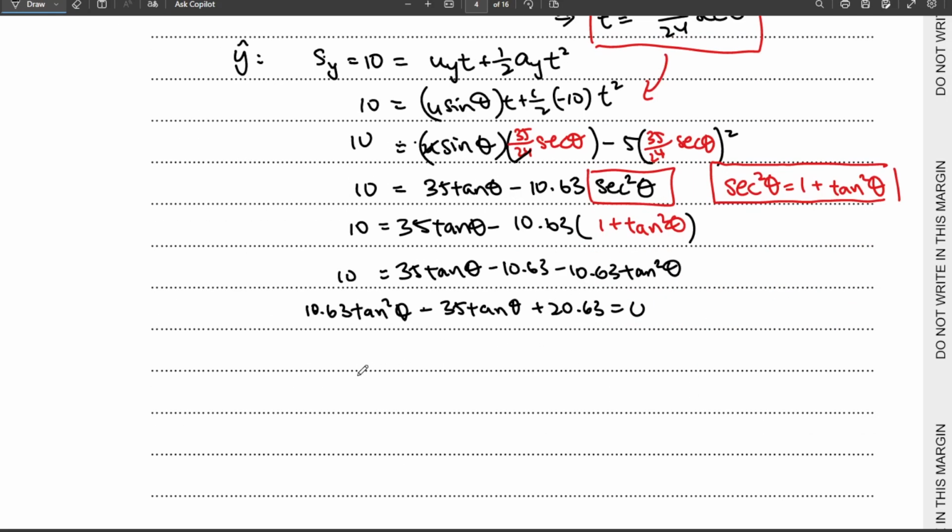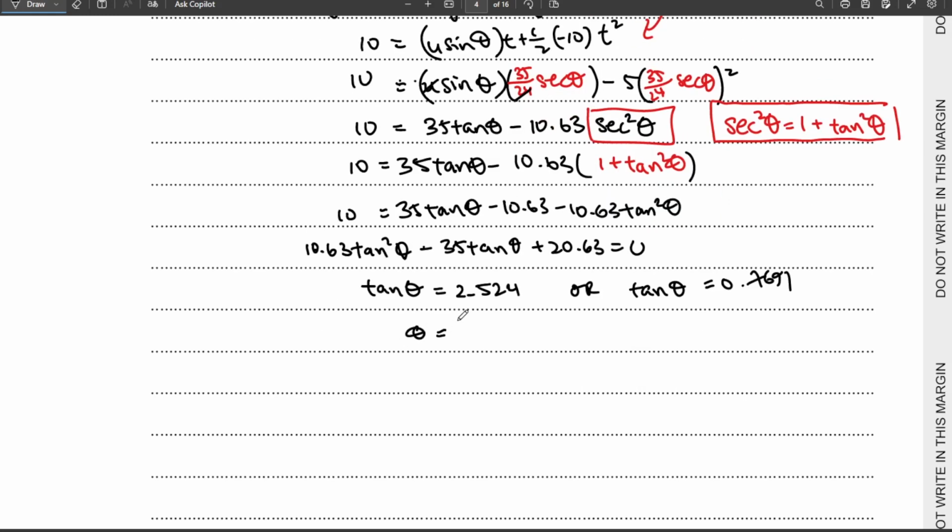After simplifying everything, you should have a quadratic equation in terms of tangent. And this one you can use what we call the quadratic formula to solve, right? But if you know how to use your calculator to type it, it'll be even faster. The two solutions you should get: tangent is 2.524 or tangent is 0.7691.